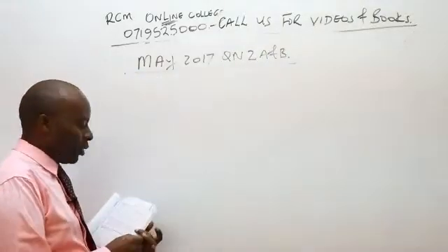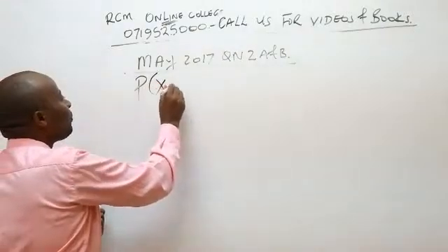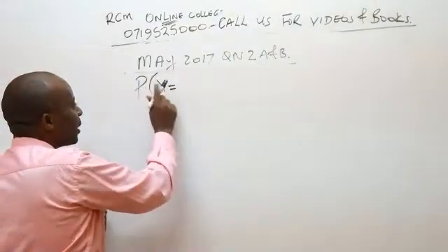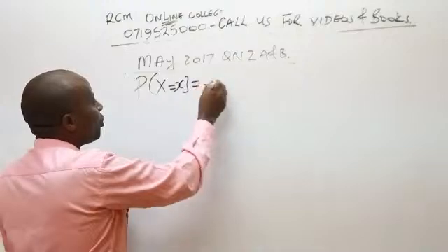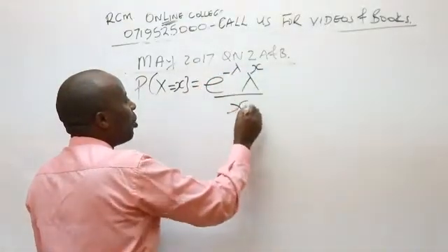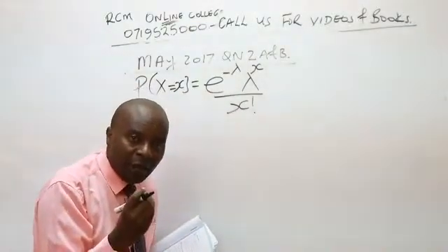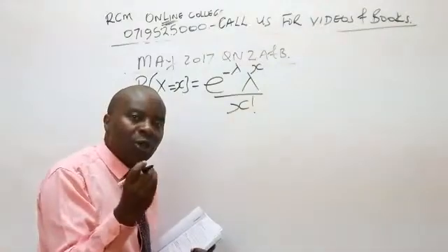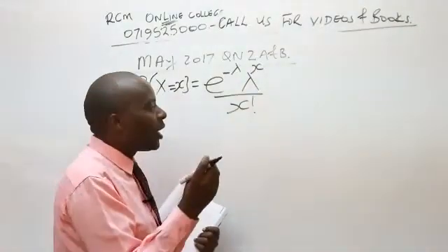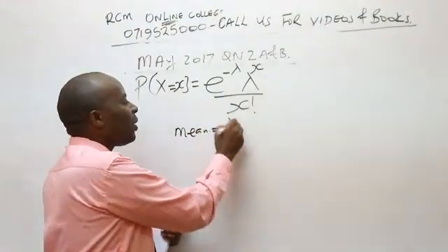Using Poisson distribution, ladies and gentlemen, I know the formula. I know that the probability of X equal to small x will be equal to e raised to negative lambda, lambda raised to x, all over x factorial. And if you remember very well, the key thing you need to be able to evaluate Poisson probability distribution parameters is the mean.